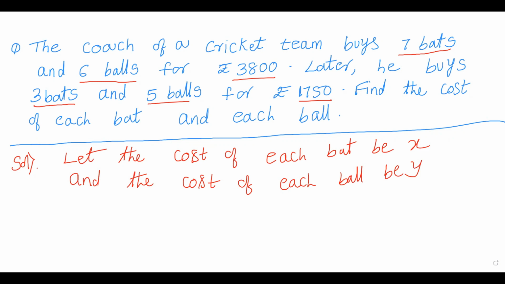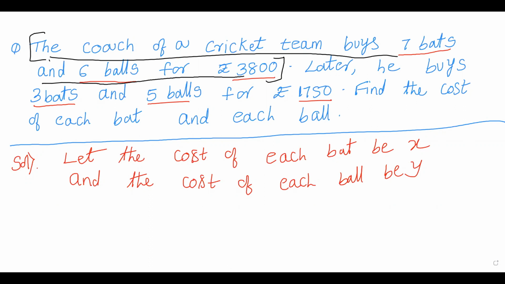Now, this is the first part of the question. From here to here, you will get one equation. So try to frame a linear equation from this information. The cost of each bat is X. He bought 7 bats. The cost of each ball is Y. He bought 6 balls and the total cost is 3800.